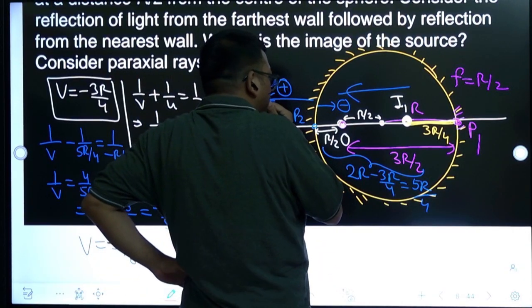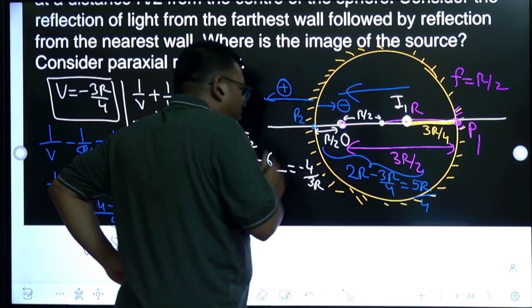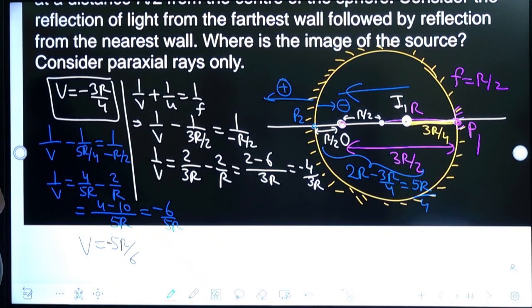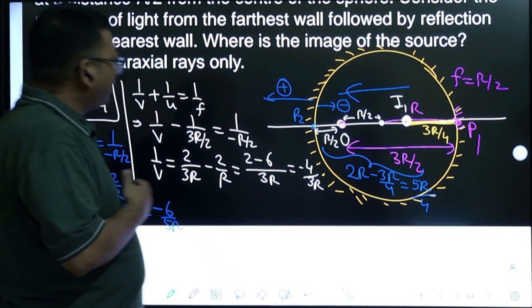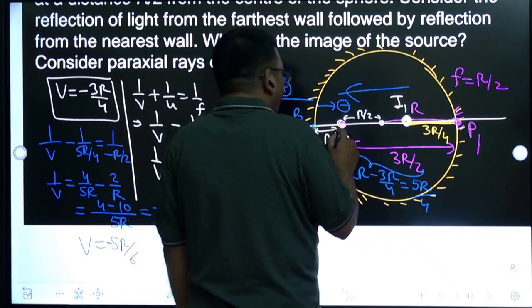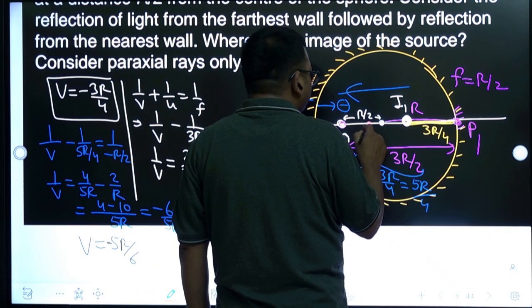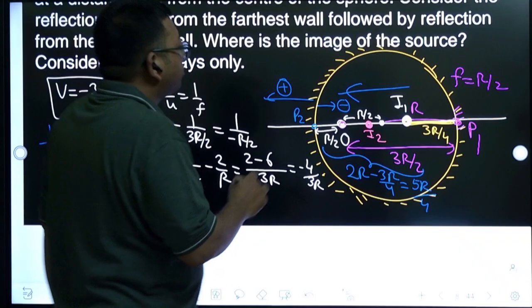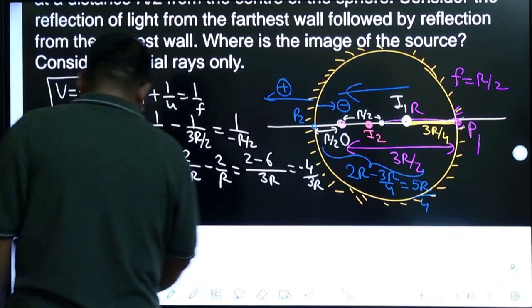So finally the image is coming at 5r by 6 distance from this side. 5r by 6 means how much? 5 by 6 is how much? Nearly 0.8 something, correct? And r by 2 is like 0.5. So somewhere very close to this side. This is the final image I2 we are getting. So finally, we have got the image.